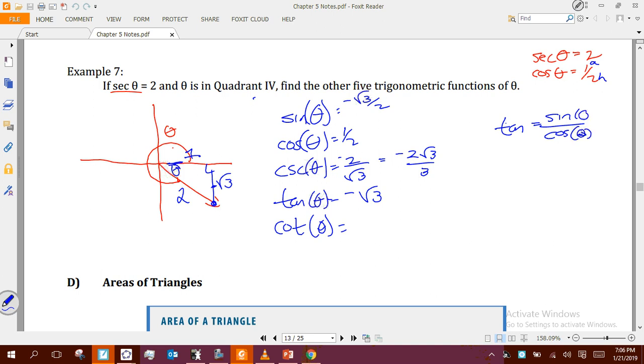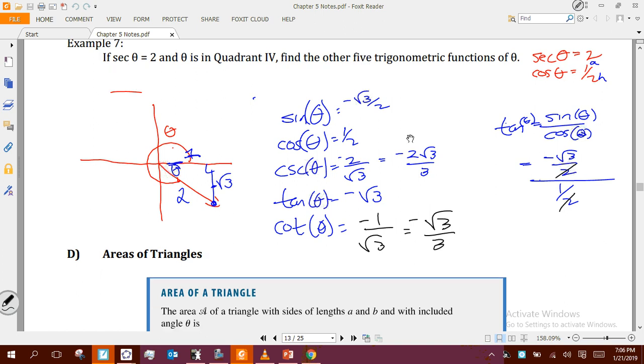Should have these data in here. I forget them sometimes. If I know sine was negative radical 3 over 2, and I know cosine was 1/2, those cancel, leaves me negative radical 3 over 1, which is exactly what we get when we look at the picture. Cotangent is the reciprocal of this, so it would be negative 1 over radical 3. Rationalized, radical 3 over 3 should be negative. So that's kind of what they're asking for when they want the 5 other trigonometric functions of theta.